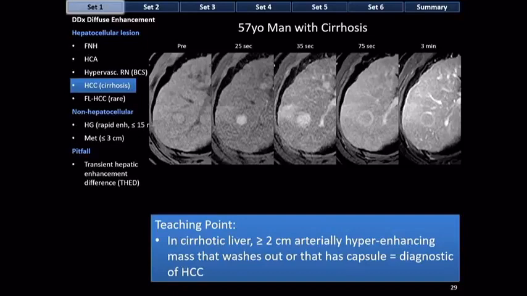By the way, why the 2 centimeter threshold? Because as Dr. Clausen taught us, lesions bigger than 2 centimeters are highly likely to be malignant, so we take advantage of the pretest probability that the pathologists have taught us.